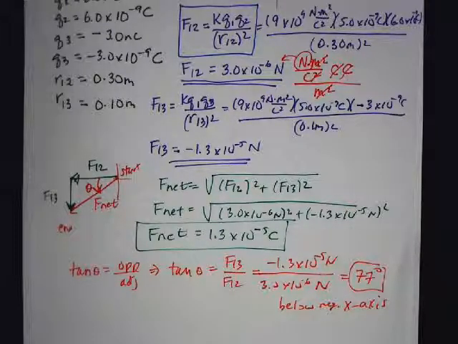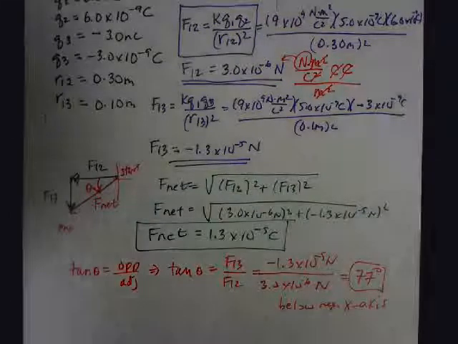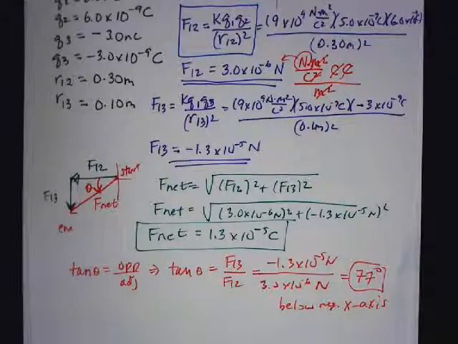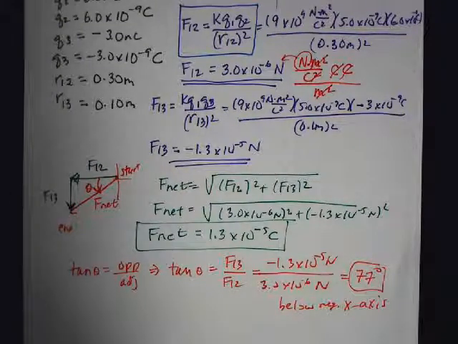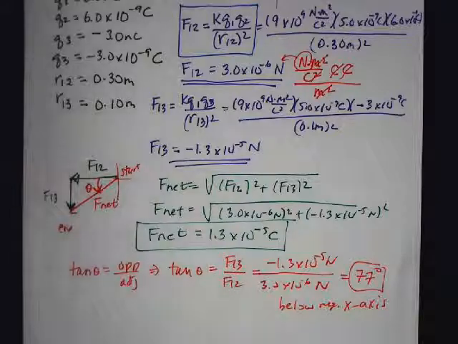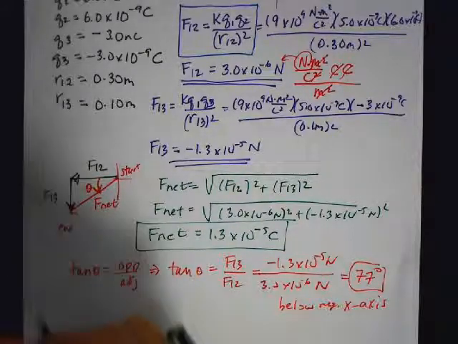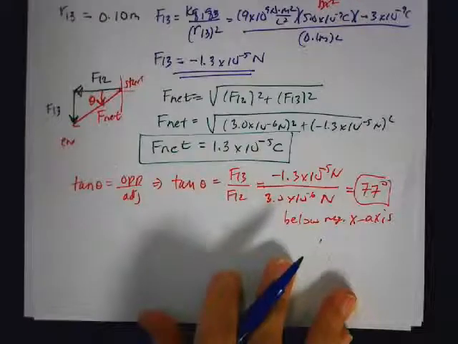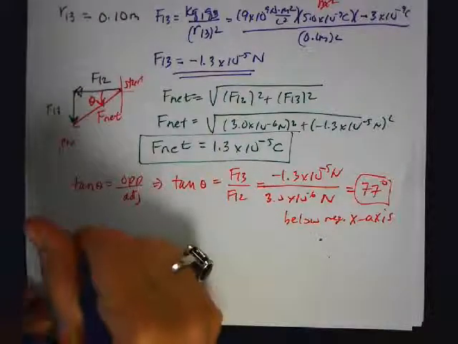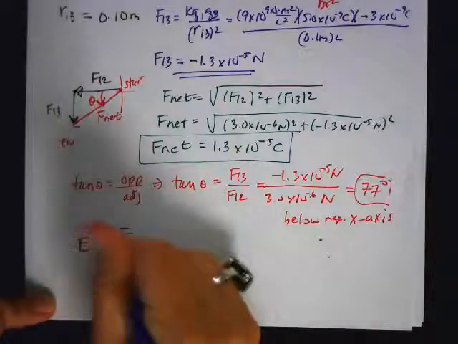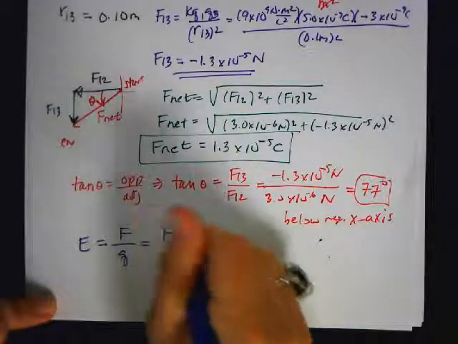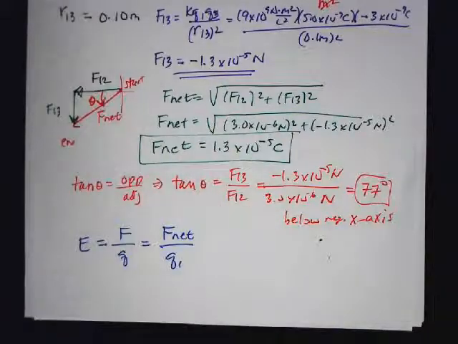Okay, now we're going to do the next part. Part B says, what is the net electric field? Now, because we already found the force, we have a shortcut for part B. For part B, all we have to do is use the equation E is equal to F over Q, which is going to be the net force over Q1, because we've already found the net force on Q1. If we didn't already find the net force, it would be different.